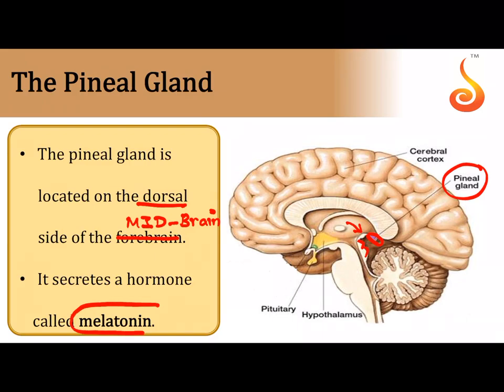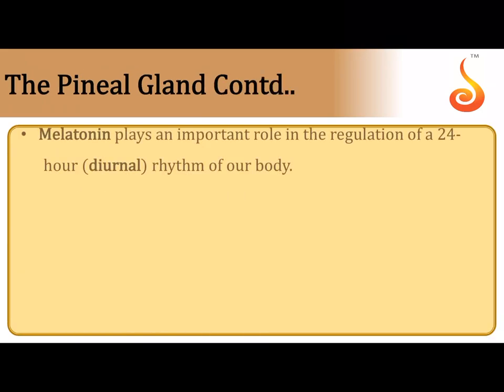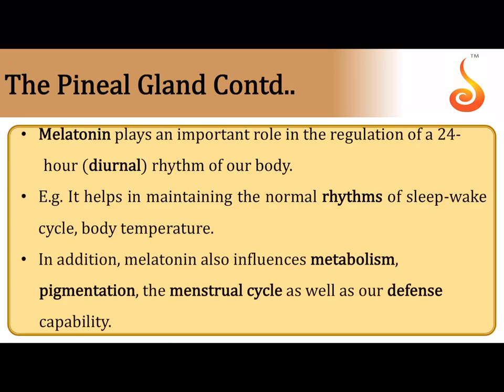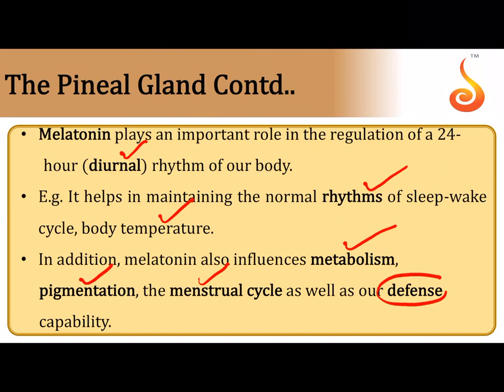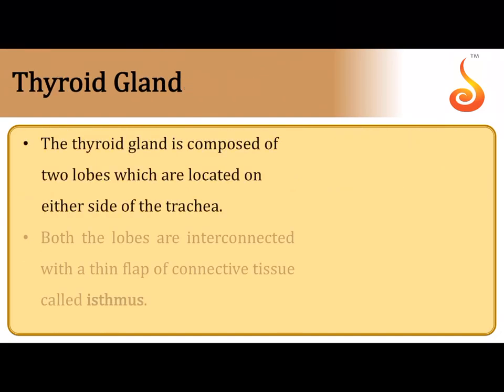It secretes a very important hormone that is called melatonin. And what does melatonin do? Melatonin regulates your 24-hour rhythm in your body, 12-hour day and 12-hour night rhythm. It also regulates your sleep-wake cycle, your body temperature, your metabolism, pigmentation, and in females it regulates the menstrual cycle. It has a role to play in defense mechanism or immunity.